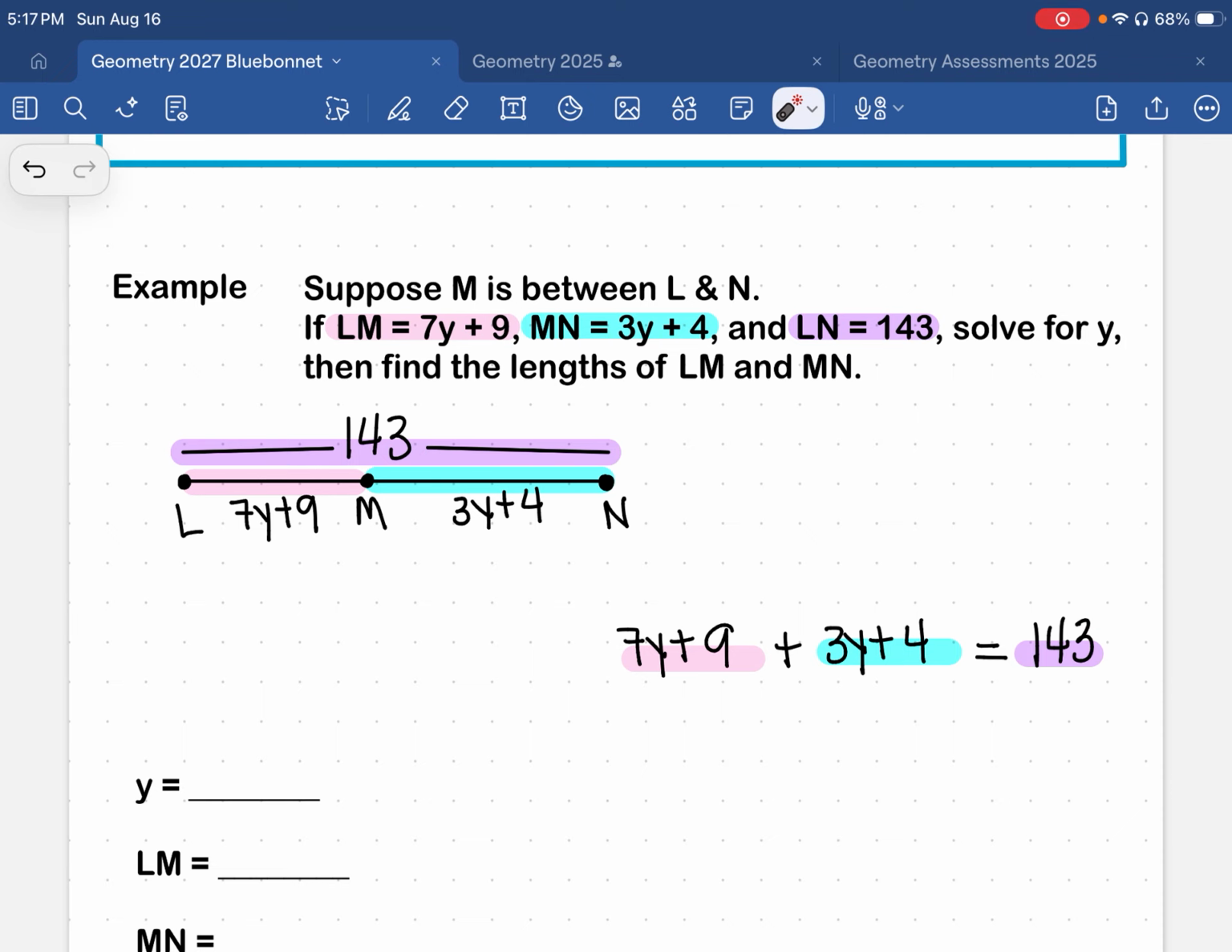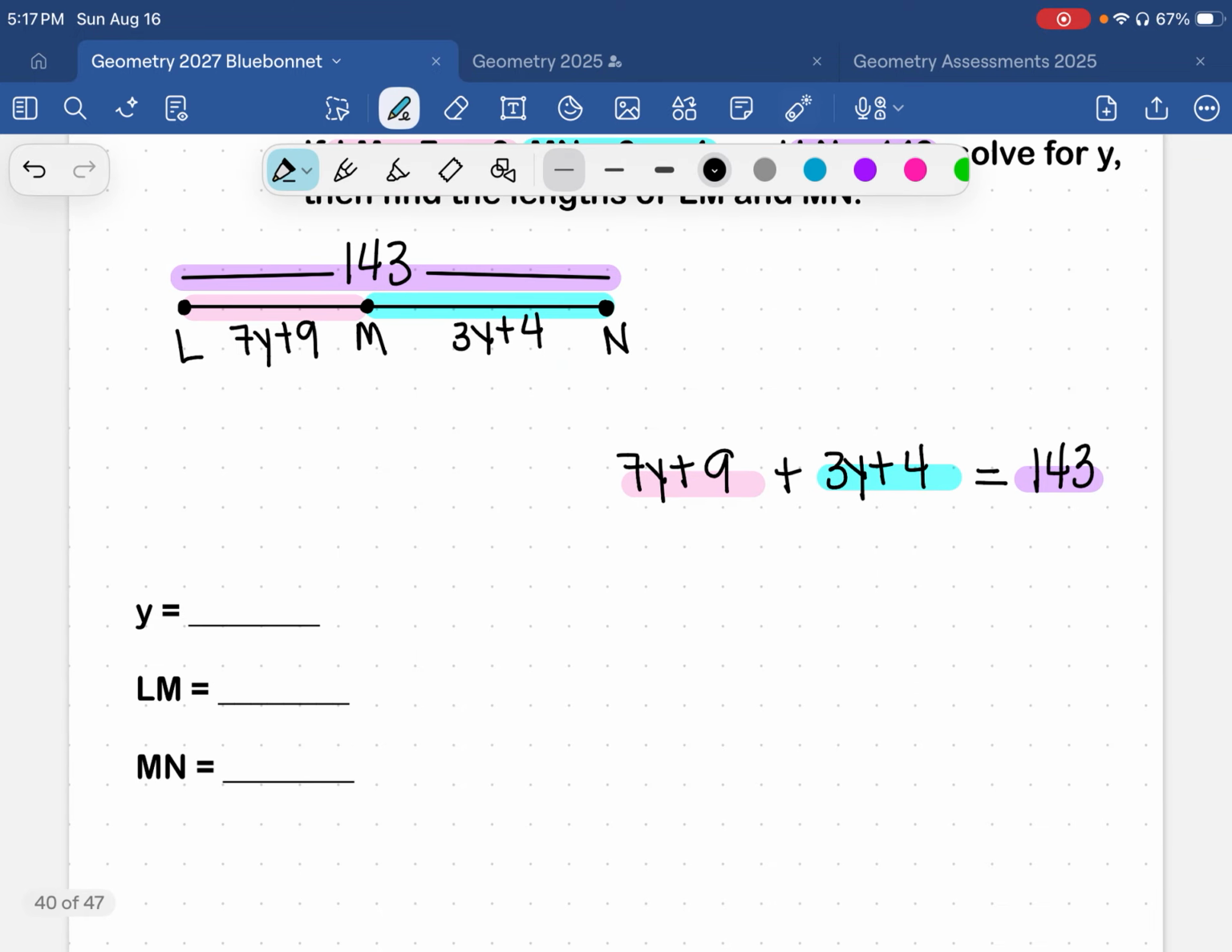Now, you are going to go ahead and solve for y, and you are going to have to give me a numerical answer, some kind of number. Maybe it's 7, I don't know. And then we're going to find the lengths of LM and MN. That means we're going to have to plug them back in. All right, let's go ahead and solve this equation.